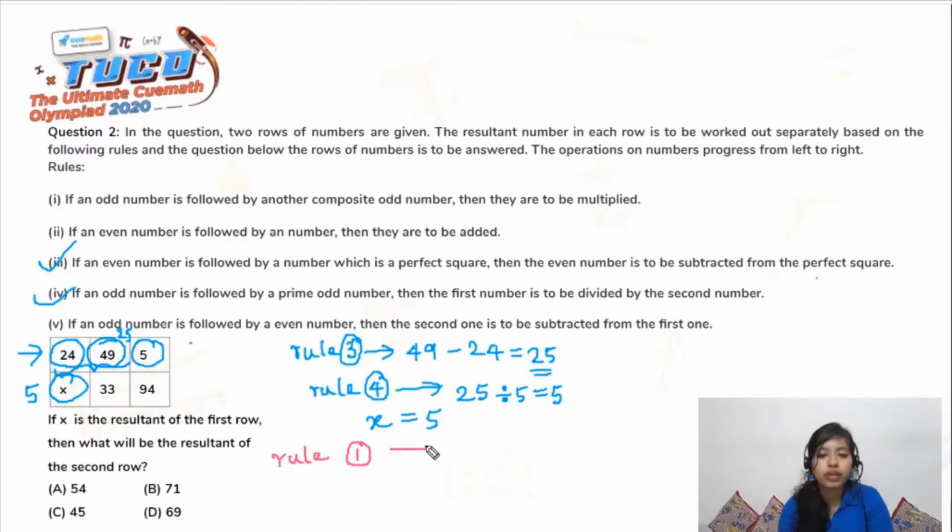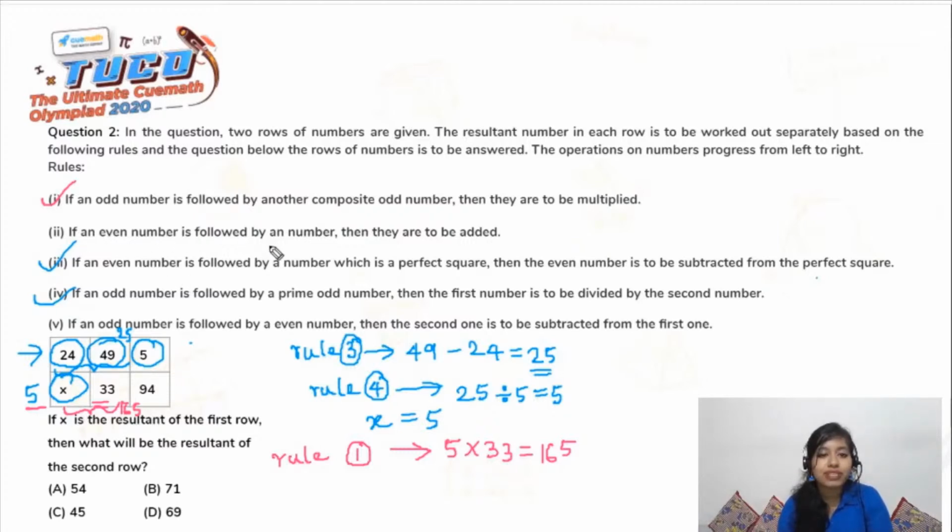As per rule 1 on the second row, I am going to apply this. Then they are to be multiplied, as in my 5 and 33 gets multiplied with itself. So 33 times 5 gives us 165, right? 5 times 3 is 15, and carrying over gives 165. Now the result of these two is 165. So with this 165, we are going to check what happens with 94.